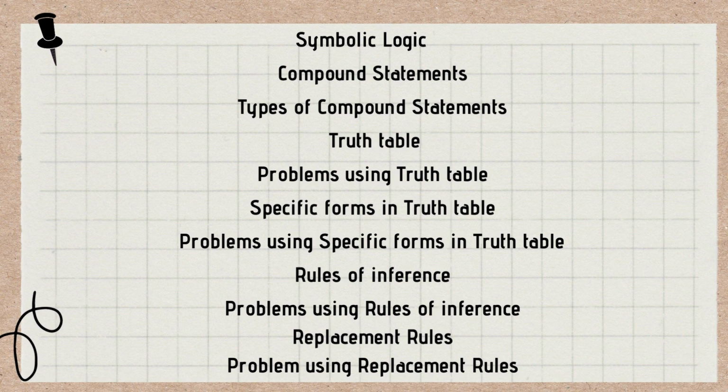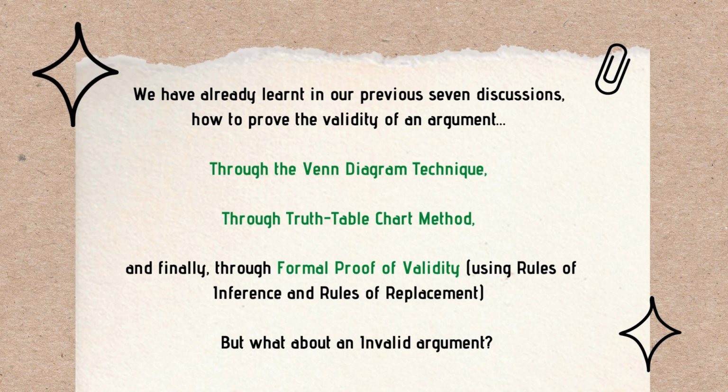After that, we studied some rules of inference and replacement rules, and we have done many more problems using this toolbox, that is, rules of inference and replacement rules, to prove the validity of a given argument. So, we have already learned in our previous discussions how to prove the validity of an argument. We can prove it through the Venn diagram technique or the table chart method, and we have finally gone through formal proof of validity, which means using the toolbox we built using rules of inference and rules of replacement.